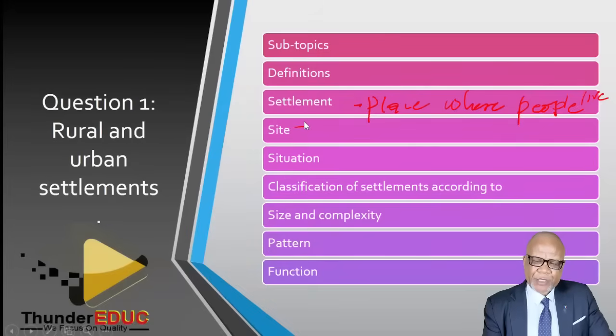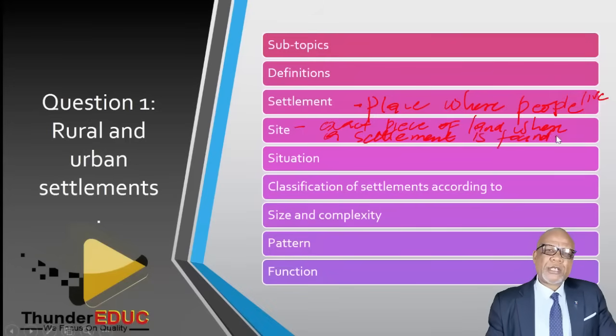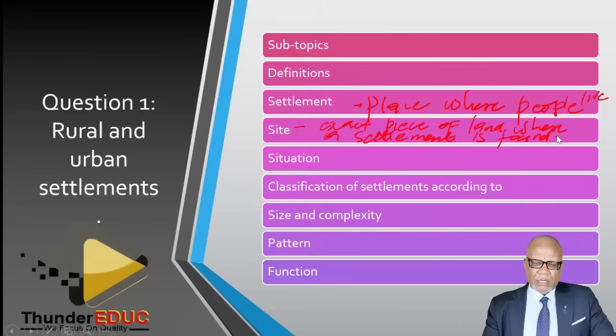And a site is an exact piece of land occupied by a settlement. Exact piece of land where a settlement is found. So that is a definition for a site. Exact piece of land occupied by a settlement, or you can simply say an exact piece of land where a settlement is located or is found.